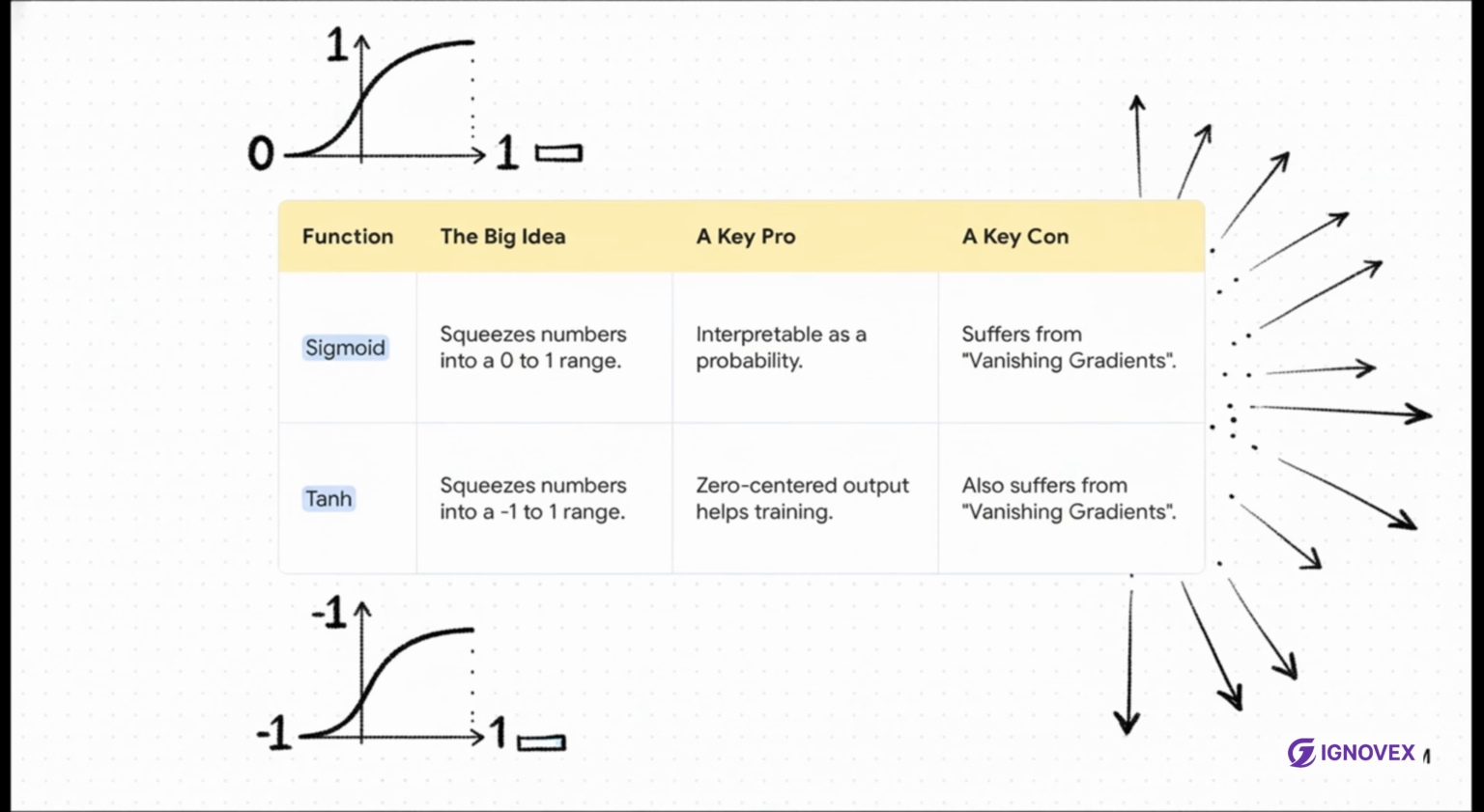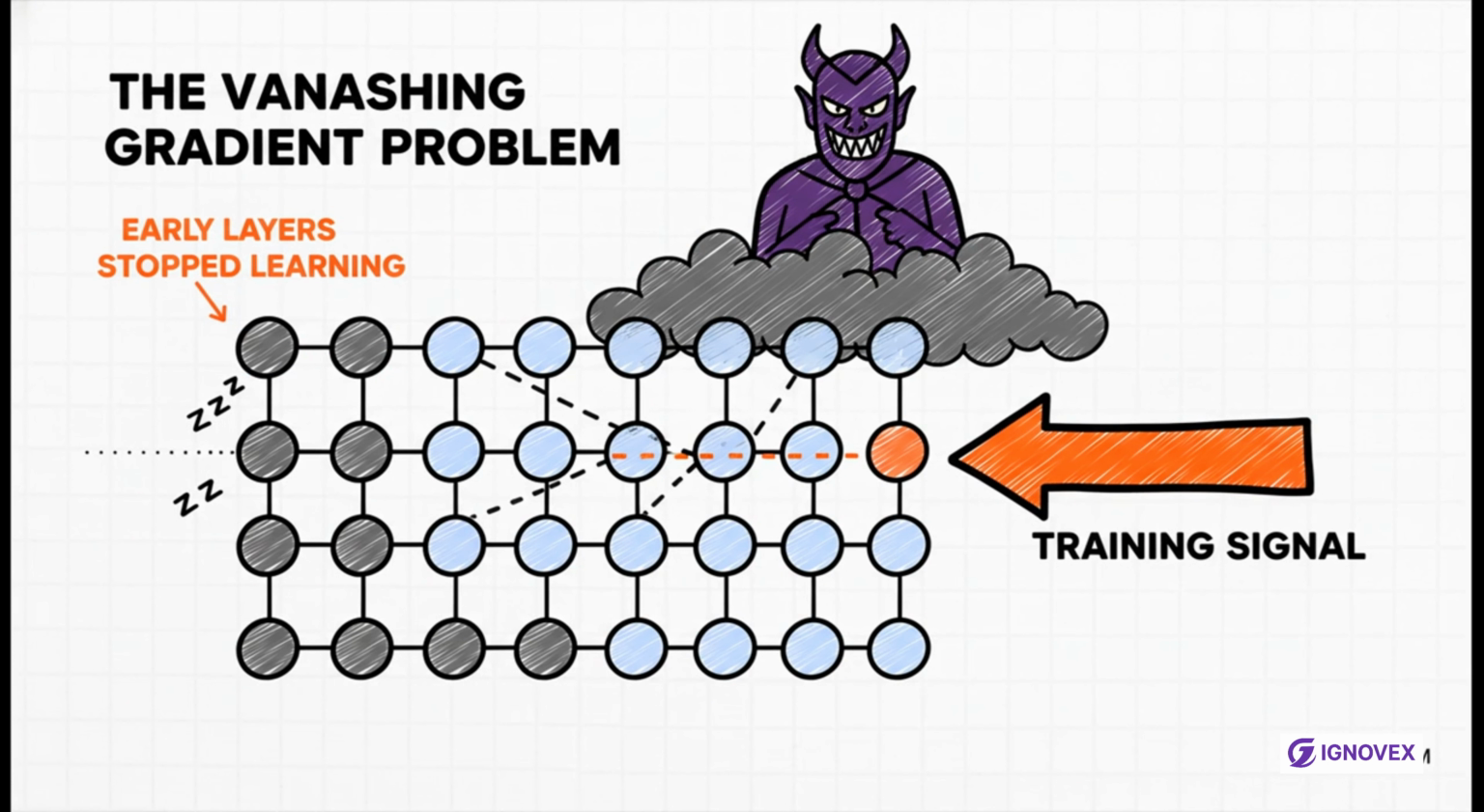Sigmoid would squish everything down between 0 and 1, which is super handy if you're talking about probabilities. Tanh did the same thing, but between -1 and 1. They were the pioneers for sure, but they both shared a critical, almost fatal flaw, a problem called vanishing gradients. And this was the big bad villain of our story.